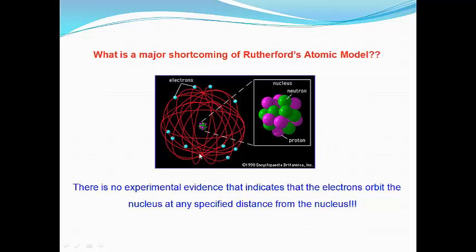And so we ended by asking the question, what is a major shortcoming of Rutherford's atomic model? The bottom line is that there is no experimental evidence that indicates that the electrons orbit the nucleus at any specified distance from the nucleus. Certainly there is no dispute about where the nucleus is based on the gold foil experiments. But the gold foil experiments, or any other experiment Rutherford actually performed, didn't tell us exactly where the electron is around the nucleus. It didn't tell us that the electron was orbiting the nucleus at a particular distance from the nucleus.